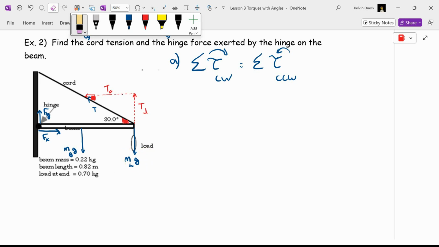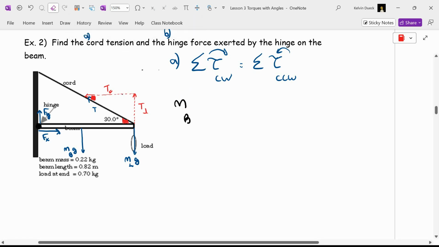The other M, like MB, both the gravities. Okay. So how do I calculate torque? Torque is force times perpendicular distance, or perpendicular force times distance. So it's going to be the mass of the beam times G times how far is the center of mass from the pivot?